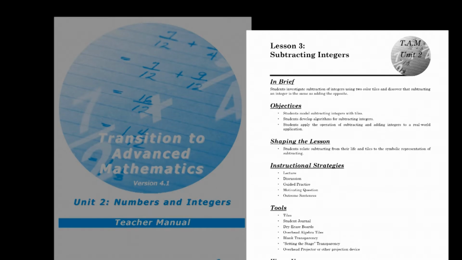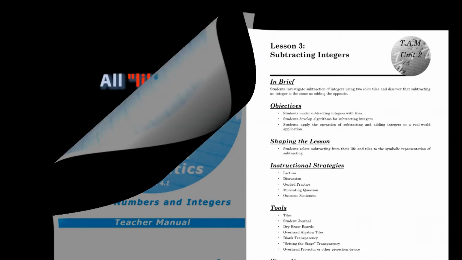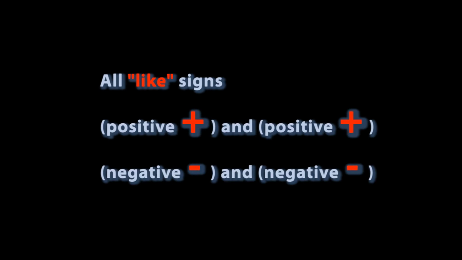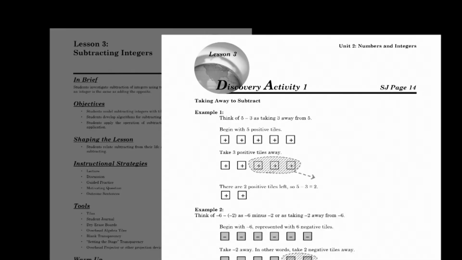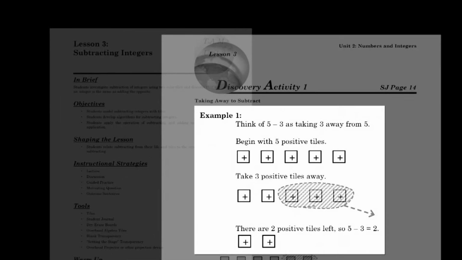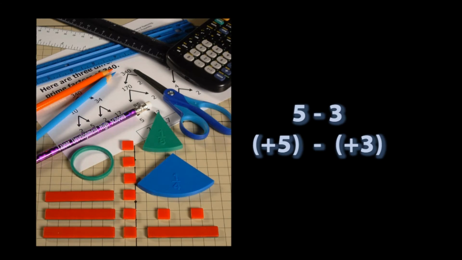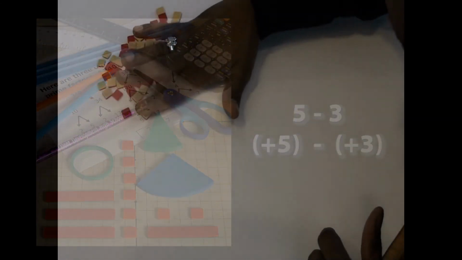I'm going to begin with demonstrating subtracting integers using like signs. The problem I'll be demonstrating is the first example in TAM Unit 2, Lesson 3, Discovery Activity 1, +5 minus +3. We want to think of +5 minus +3 as taking 3 away from 5.